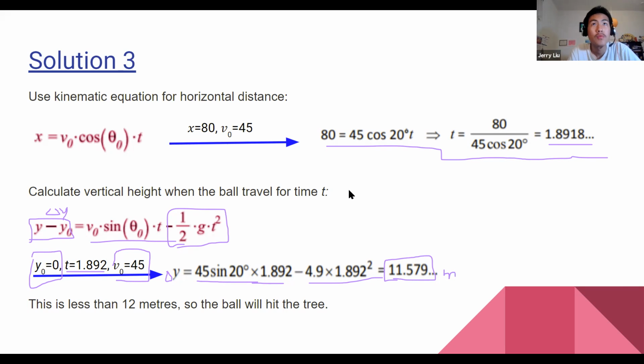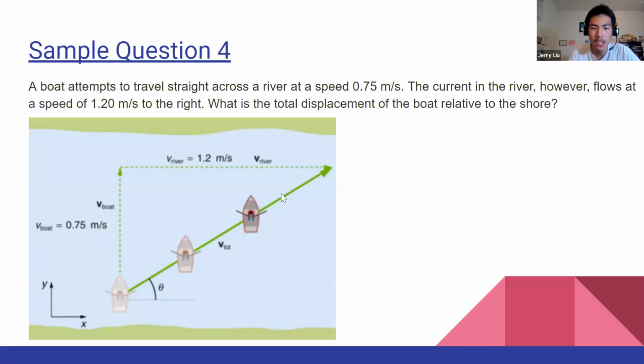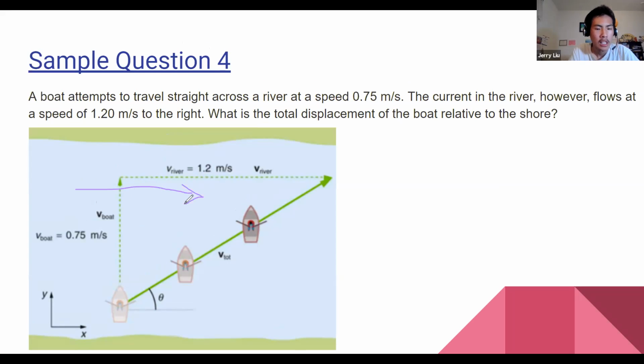Okay, so this will be our final question, and we're going to go through it very quickly. This is a question about reference frame. This is why reference frame is so important. Now, in a river, the current travels somewhere, right?